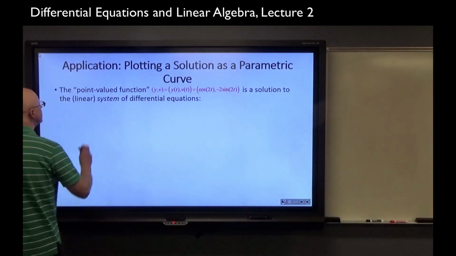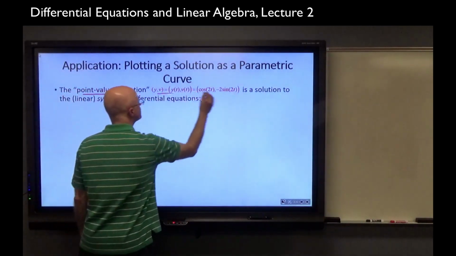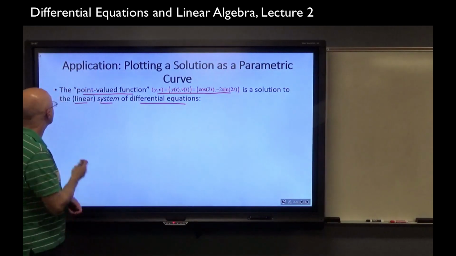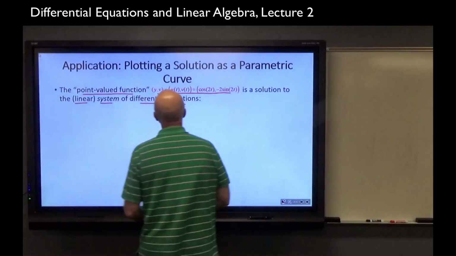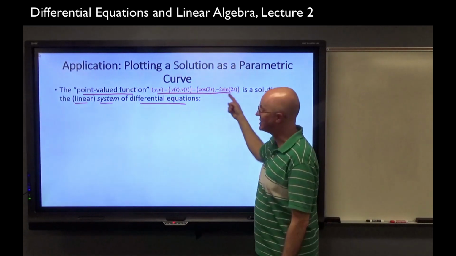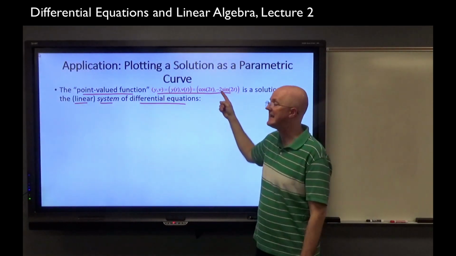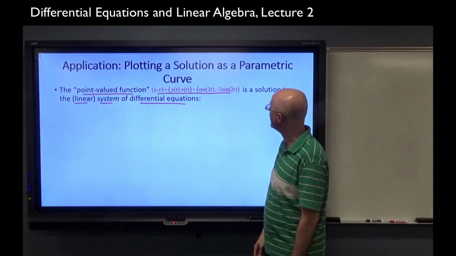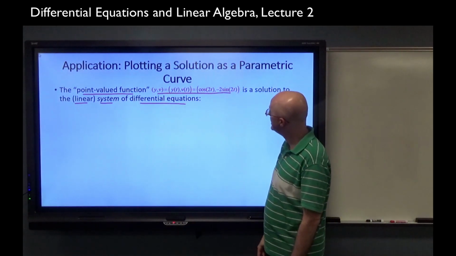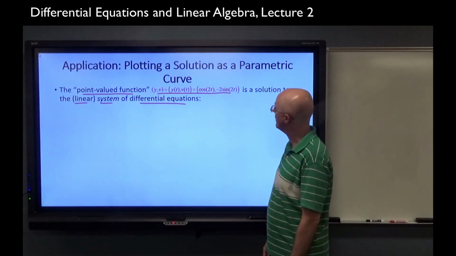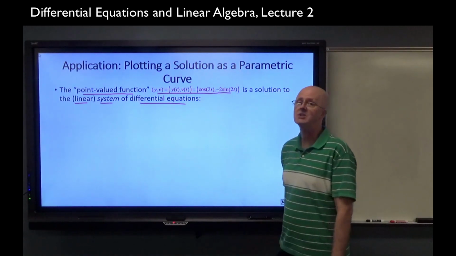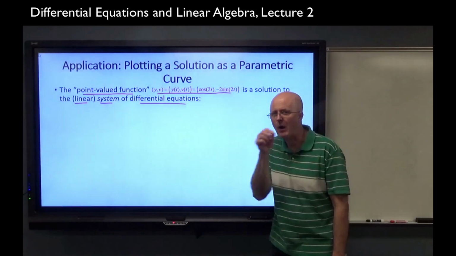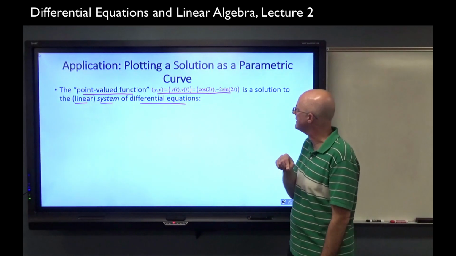The point-valued function, this thing, is a solution of a linear system of differential equations. Have you ever heard of a point value function? This function of t takes t as input and gives you a point, an ordered pair, as output, that we could interpret graphically in a rectangular coordinate system. And as t changes, the point is going to change. It's going to move, motion, that we're modeling here.